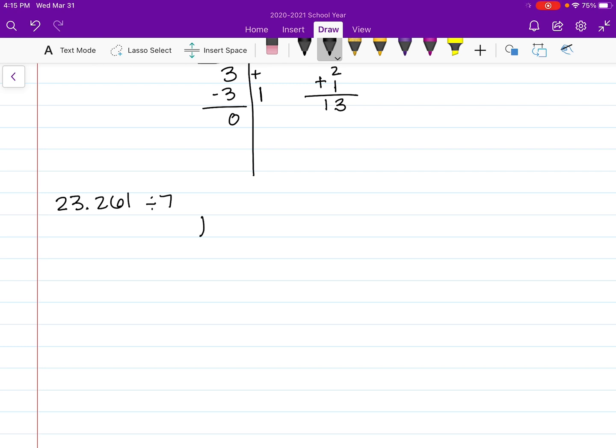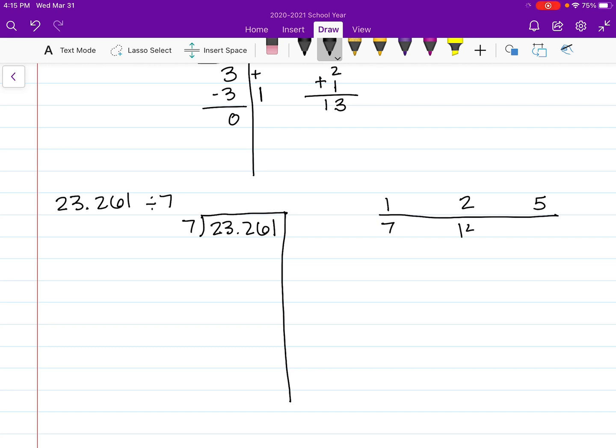So I'll start by setting up the problem. I'm going to put the dividend inside and the divisor on the outside, and then I'll draw my partial quotients line. I'm going to do a table with 1 times 7, 2 times 7, and 5 times 7. So 1 times 7 is 7, 2 times 7 is 14, and 5 times 7 is 35.